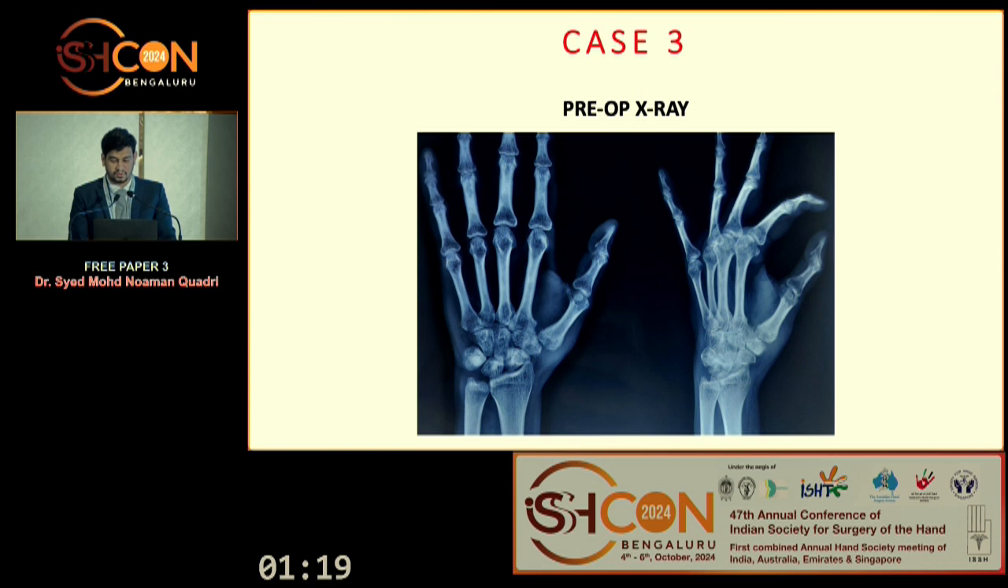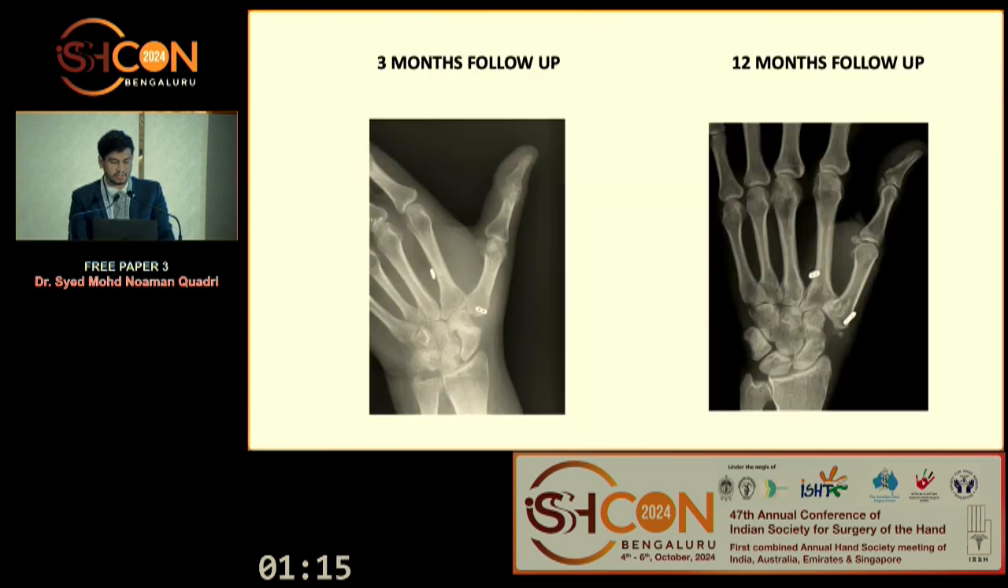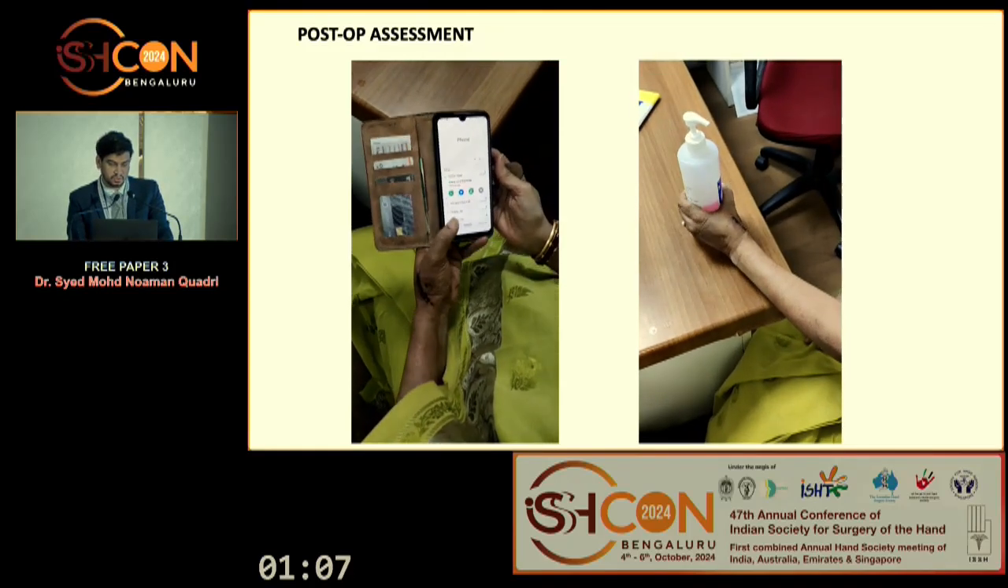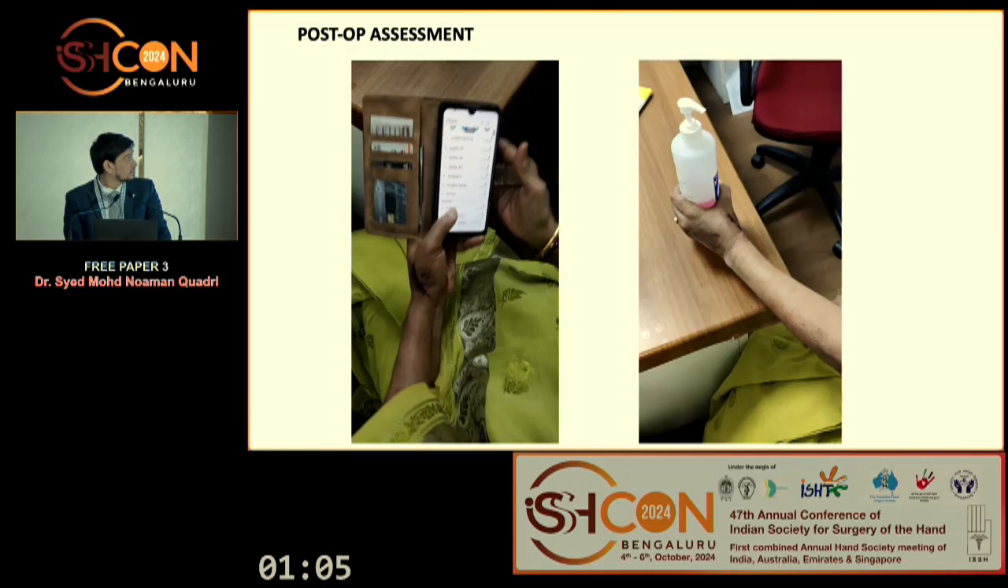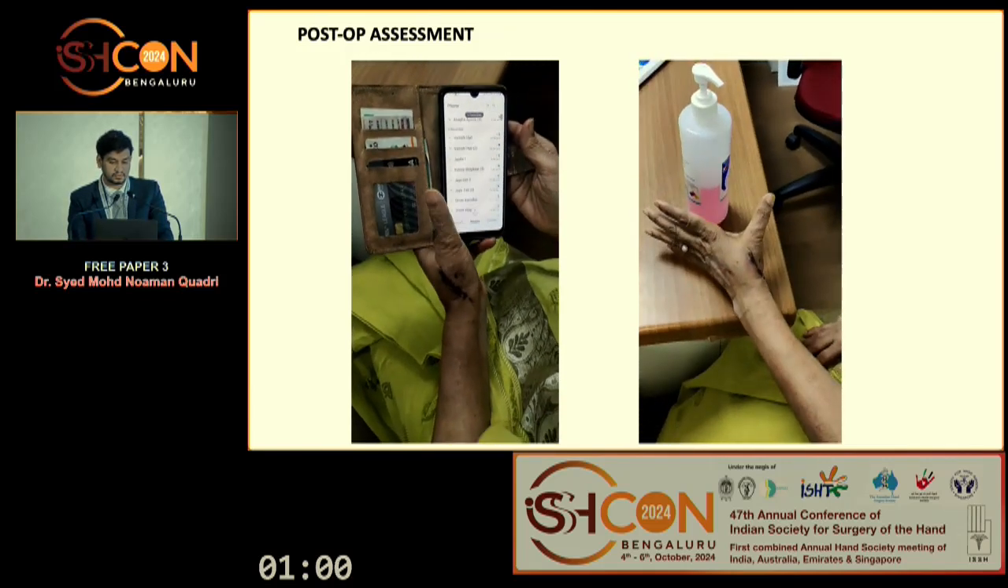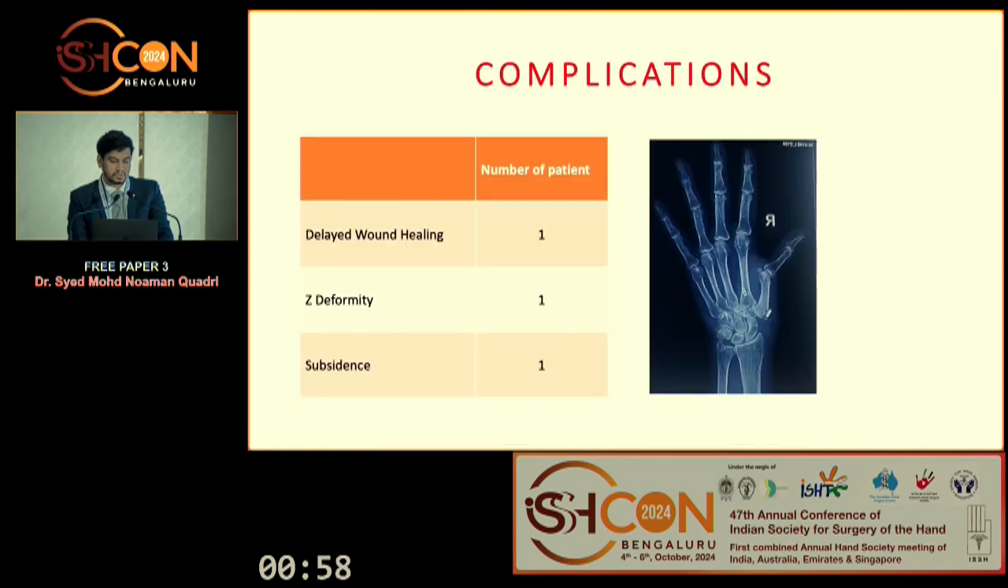Third case is of a 55-year-old female with basal joint arthritis. We have seen her at 3 months and 12 months. And 2 weeks post-op, she was able to do activities. Complications we have encountered, like Z deformity and subsidence, in 3 patients.